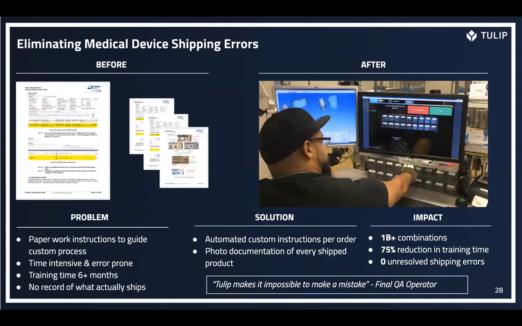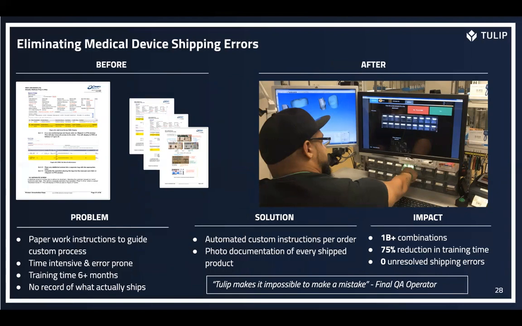So this customer is a global medical device manufacturer, and here they use digital work instructions to guide their kitting station. At this station, operators are responsible for putting custom ordered kits for individual patients together. These could include putting any number of parts into a kit. And given the total number of parts that could go into a kit, I think it numbers into the hundreds, there are over 1 billion possible combinations.